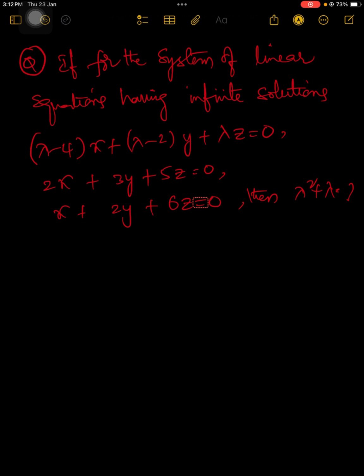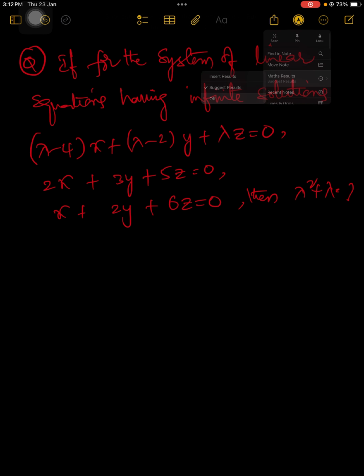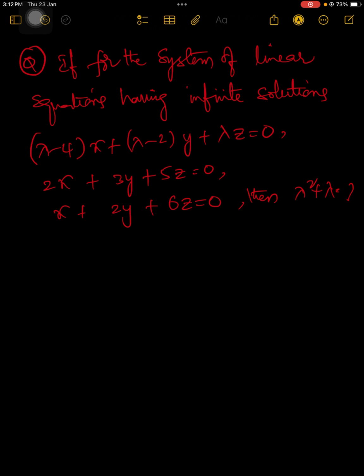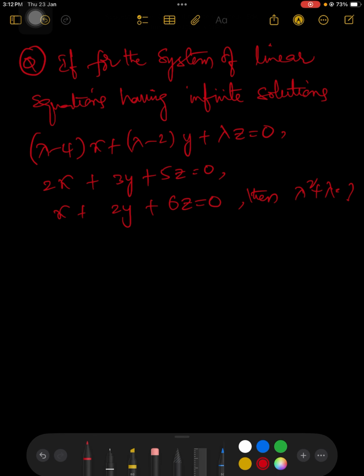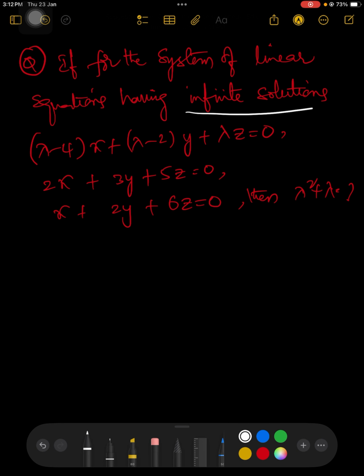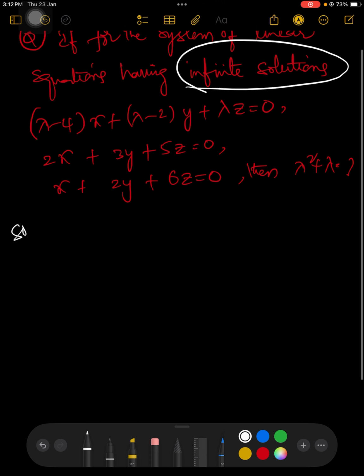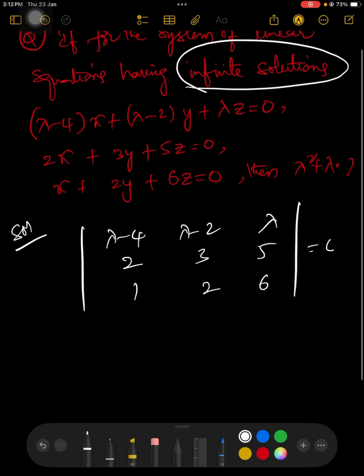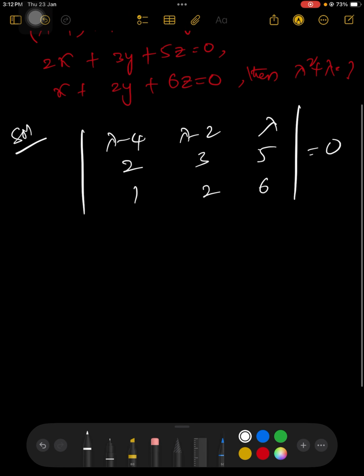The next question is from matrices and determinants. It's a very easy question and a very regular question. Now the question is for the system of linear equations having infinite solutions. Coming to this, for infinite solutions we know that the determinant value is always equal to 0, and it is a homogeneous system. So that is the determinant with rows lambda minus 4, lambda minus 2, lambda; 2, 3, 5; 1, 2, 6. That value is always equal to 0, right?